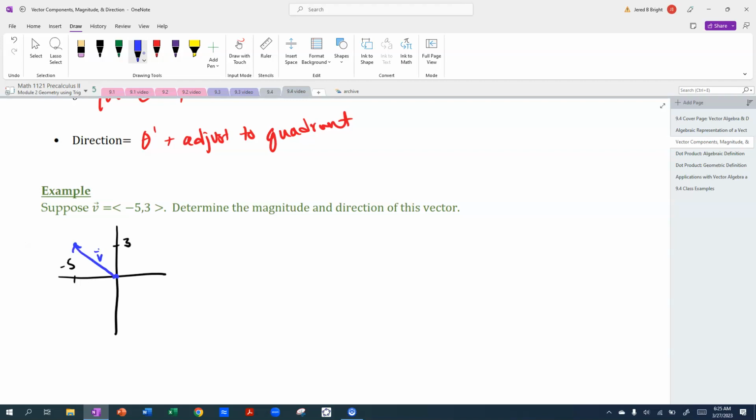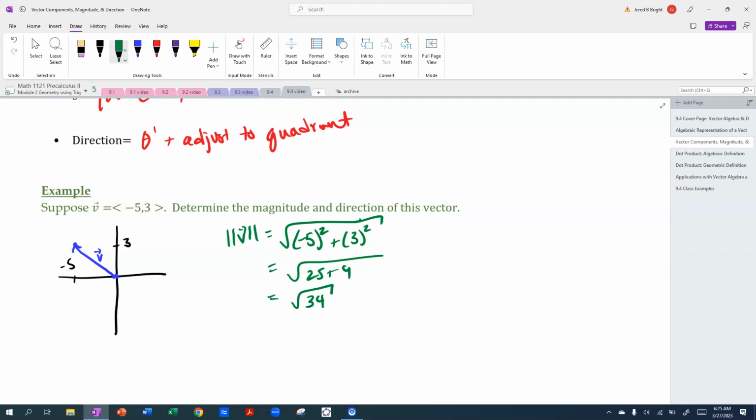This is vector v. And so we can find the magnitude, right? The magnitude of vector v is just going to be the square root of the horizontal component squared plus the vertical component squared. Square root of 25 plus 9, square root of 34. A yucky number, but hey, it works.